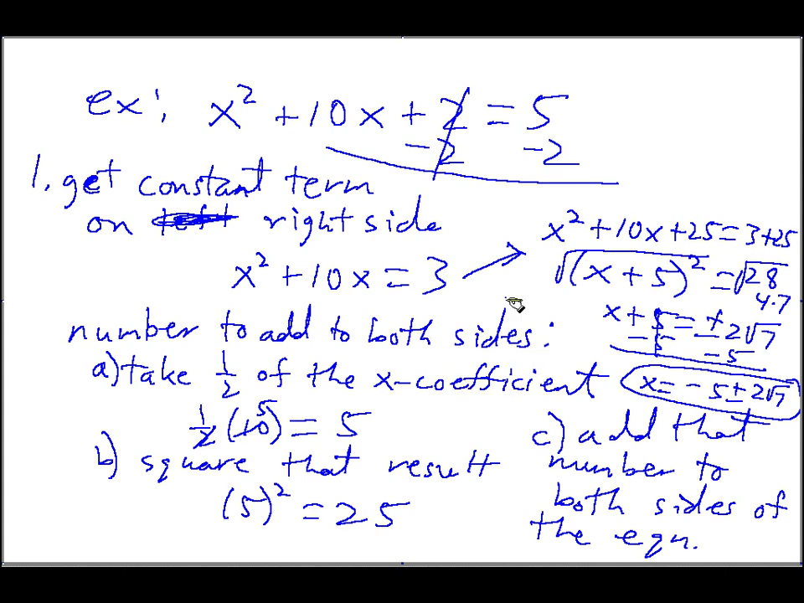Okay, let's look at another example here. Let me clear out the screen. Let's try this one. Let's look at x squared plus 16x minus 1 is equal to, let's make it equal to 11, for example.